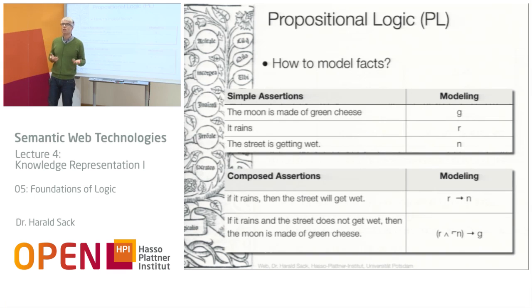For example, we can compose assertions like, if it rains, then the street will get wet. So, if R, then N. R implies N. Or, if it rains and the street does not get wet, then the moon is made of green cheese. Something new. So you say R and not N implies G. So you see propositional logic is pretty simple.